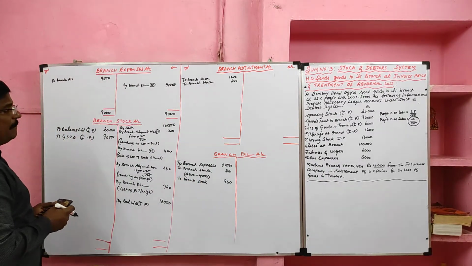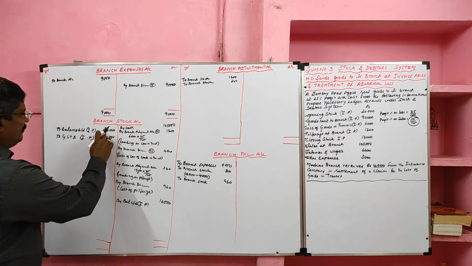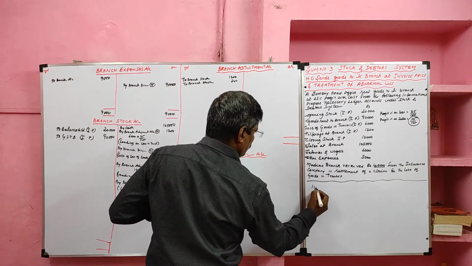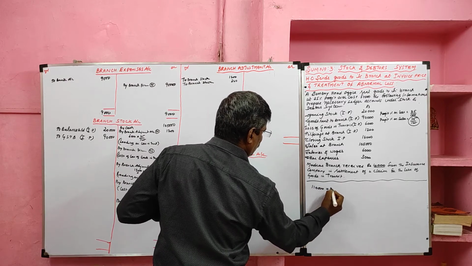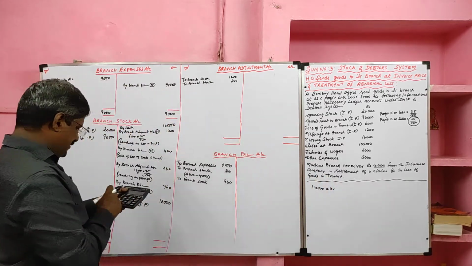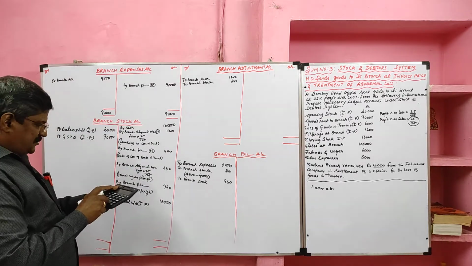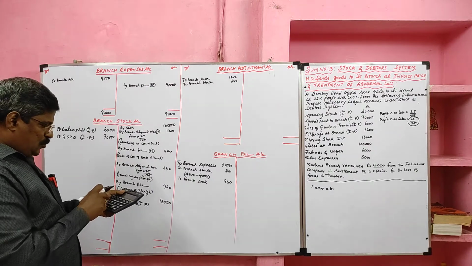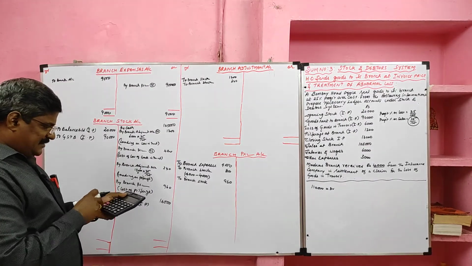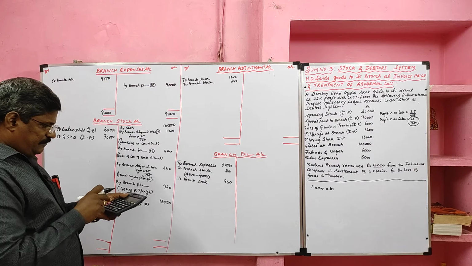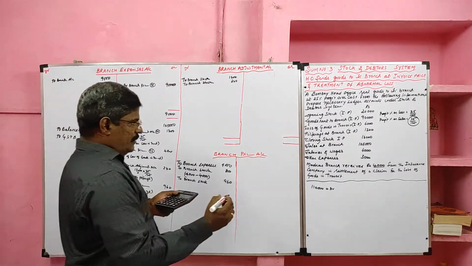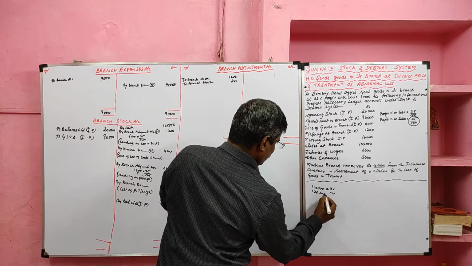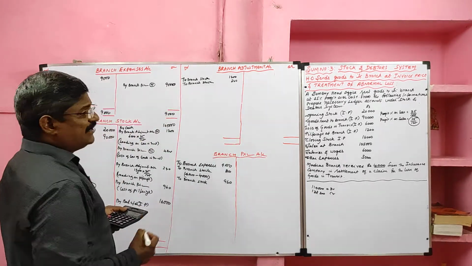Then we are going to balance the branch stock account. The debit side total is 1,10,000. We will total the credit side. Credit side: 1,05,000 plus 1,200 plus 4,800 plus 240 plus 960 plus 16,000. In this problem, the credit side total is 1,28,200. So the credit side total is heavier than the debit side total.